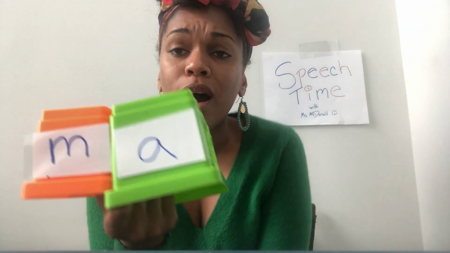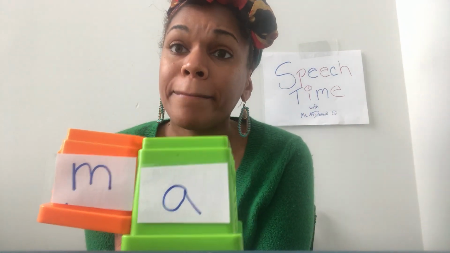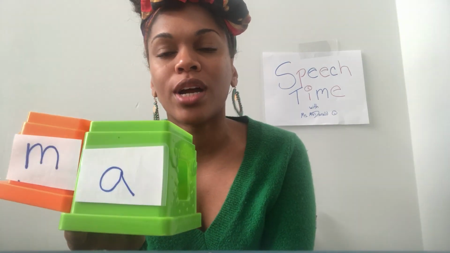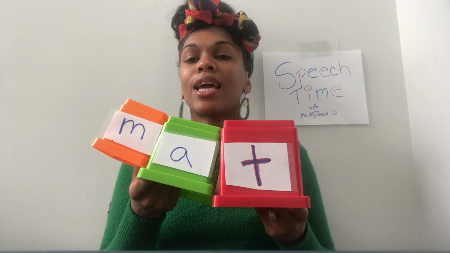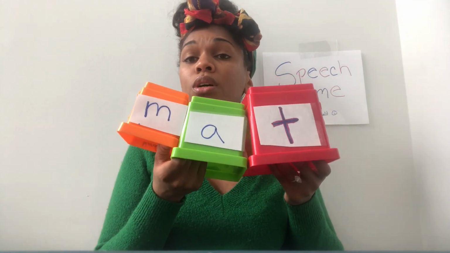Don't forget to leave the T on, or else you're just saying ma or ma. And you're not calling your mom, you're trying to say mat. Okay, now that we know how to say the word mat and cat, let's move on.